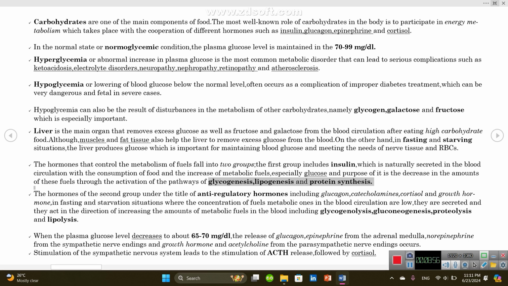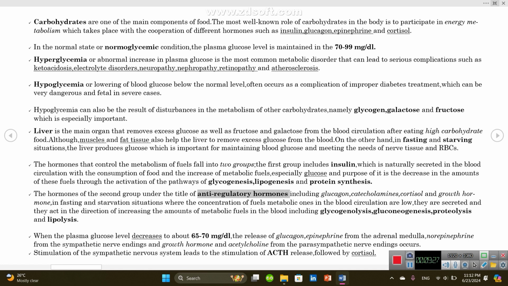The hormones of the second group are under the title of counter-regulatory hormones. Actually, I have to replace it with counter-regulatory hormones, not anti. If you are taking notes, please write counter-regulatory hormones, not anti. Counter-regulatory hormones, what exactly are they?